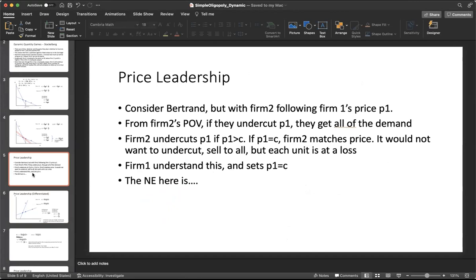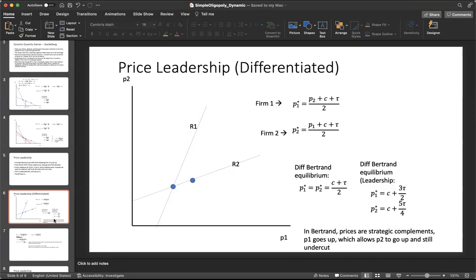Ano yung gagawin ng follower? Pag nag-set ng price P1 at some level P1, si leader, anong gagawin ni follower? Sasabayan ba niya o hindi? Undercut. So that should also be seen here.